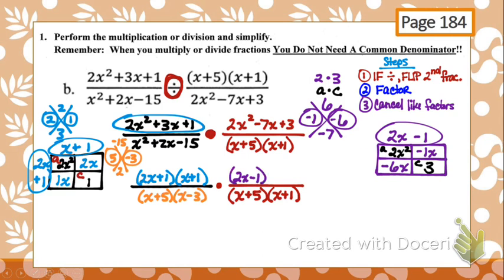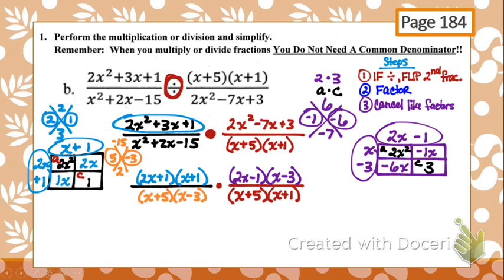And now we go side to side. 2x squared and negative 1x. x is the only thing I can take out. Negative 6x and a positive 3. Negative 3. So x minus 3. I know that multiplication just goes straight across. So in my mind, I just kind of drag this fraction bar over.